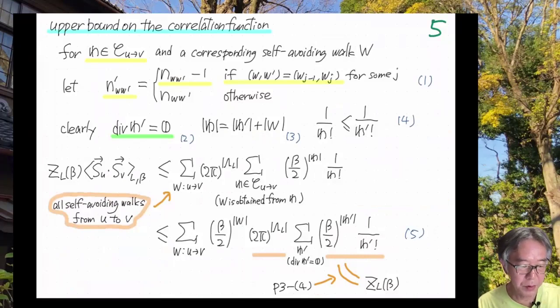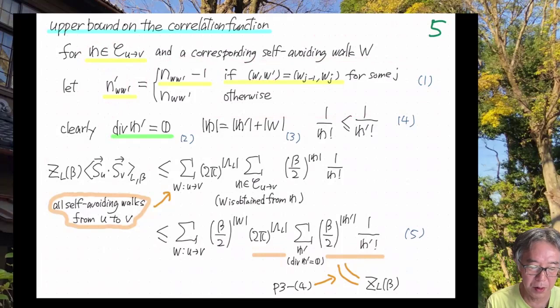Then we try to get an upper bound on the correlation function. We take an arbitrary current configuration from here. There's a current from U to V, and then you can construct a self-avoiding walk from U to V. After the construction, we define a new current configuration called n prime by this. Now I think you can guess what we do. Whenever there is a walk, you subtract 1 from n, and otherwise it's the same.